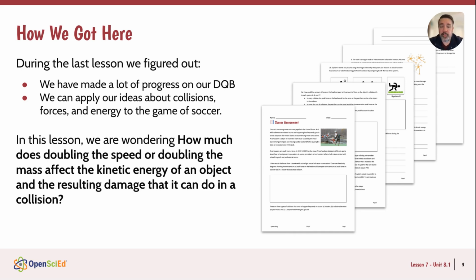In this lesson, we are starting to dig more into finding out about energy and how that relates to collisions. And so we're wondering in this lesson, does mass or speed have more of an effect on the kinetic energy that an object can have and the resulting damage it can do in a collision? We're interested in what happens if you double mass or if you double speed in terms of the amount of energy or the amount of damage that something can do in a collision.